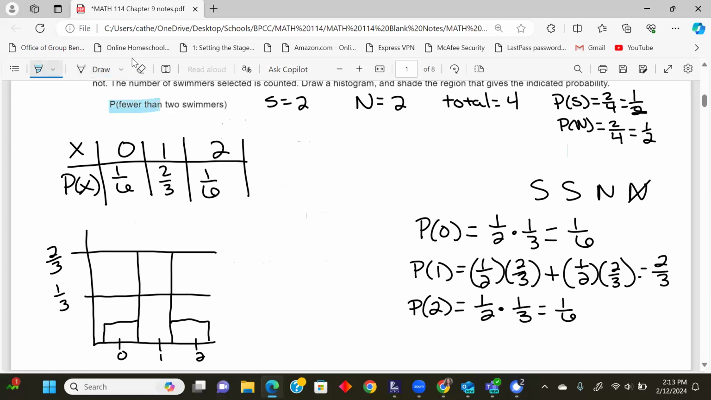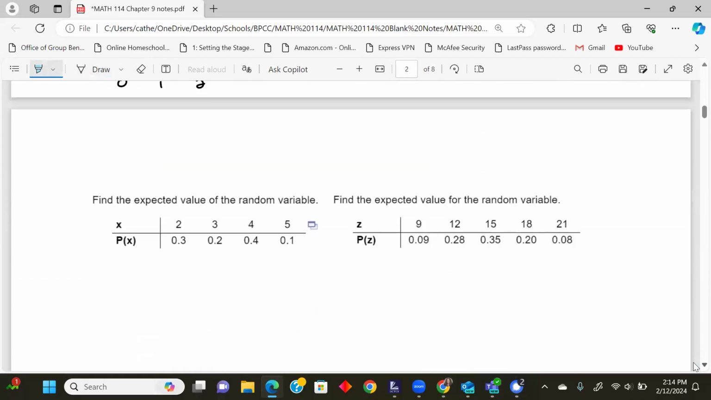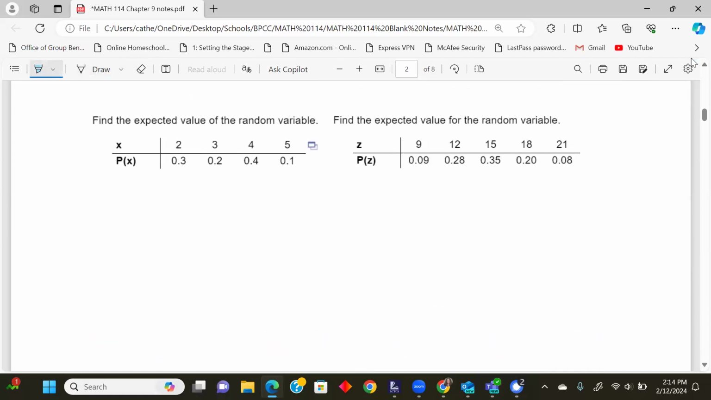But they want you to shade right here. You have fewer than 2 swimmers. So that would be 0 and 1. Fewer than 2 swimmers are selected. So that's just going to be 0 or 1. Let's see. We need to find the expected value.